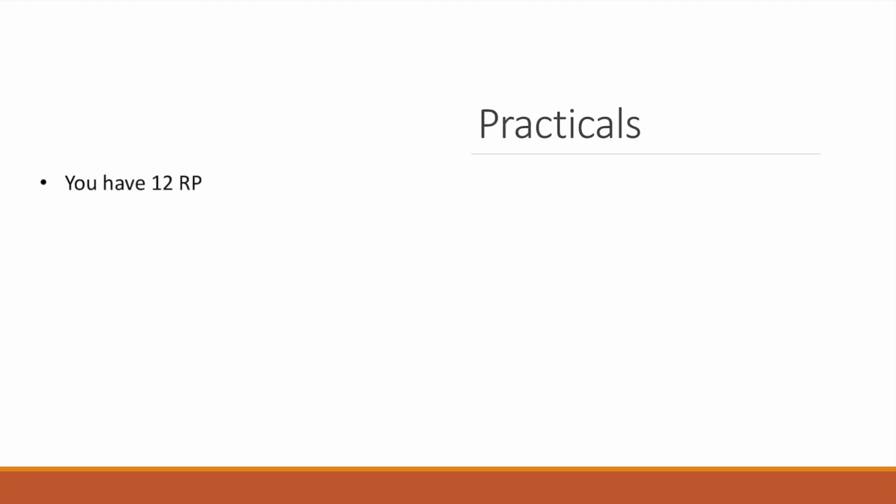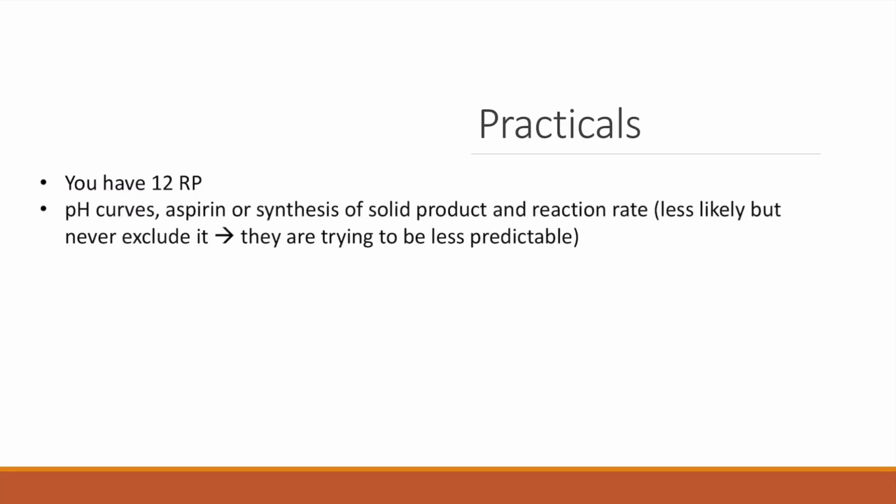So you have 12 required practicals in your specification. Any of these could come in the exam. The pH curve is very unlikely because you already had the pH curve in Paper 1, and also there was a practical question in Paper 3 last year about the pH curve. Aspirin, or synthesis of solid products, is also very unlikely, or definitely not going to be in the exam, because there was already a question about aspirin in Paper 2.